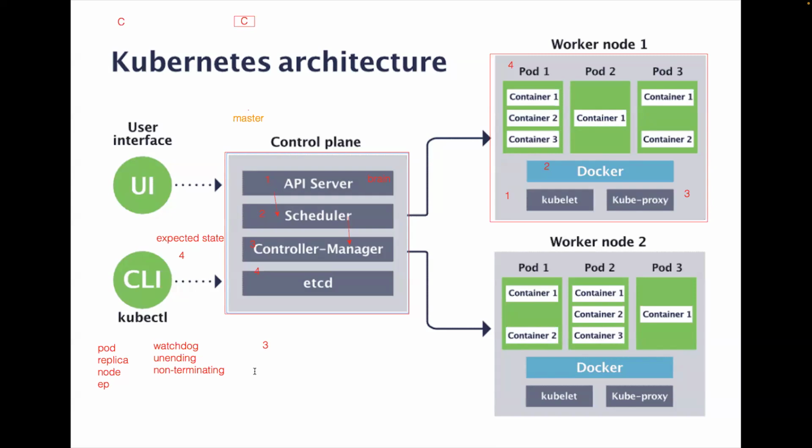So if there is any mismatch, it will again interact with the scheduler and see that the components are in place. Means this controller manager will compare this, and it will talk to the scheduler, and scheduler will schedule one more pod to make it equal to the expected state. That's how these 3 components interact with one another and finally deploy the pod onto the worker node. Is this clear, everyone?